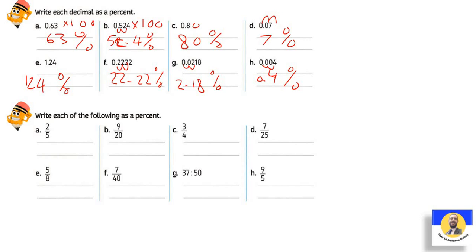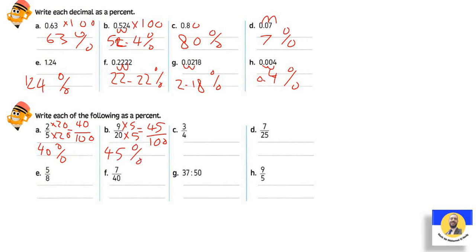Now, if you have a fraction like 2 over 5, as we agreed, if you can change the second number into 100 by multiplying by 20 up and down, it's okay. So it will be 40 over 100, that is 40%. Again, 20 we can change into 100 by multiplying by 5, so I will do up and down by 5, so it will be 45 over 100, that is 45%.